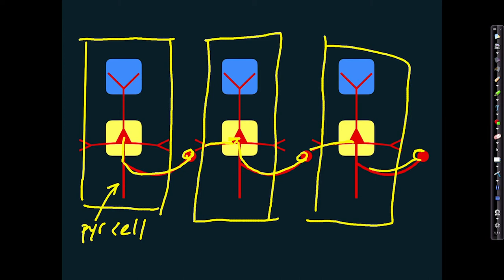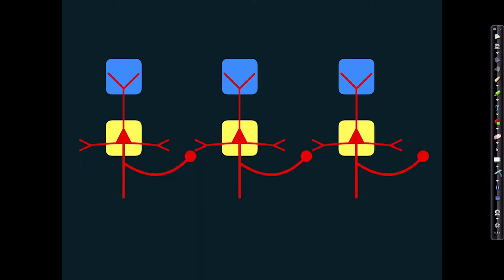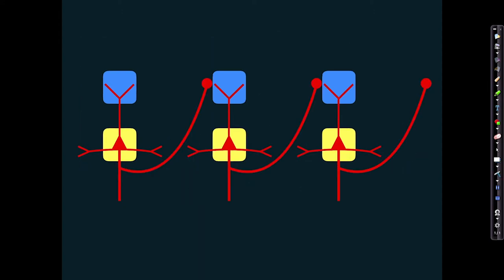So we're seeing here connections from deep layers of cortical columns to deep layers of other cortical columns, basically. Now there are other types of connections which we can look at. In this case, the connection is not between the deep layer of the cortical column and the deep layer of another cortical column, but the deep layer of one cortical column to the superficial layer of another.